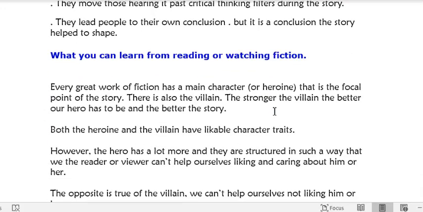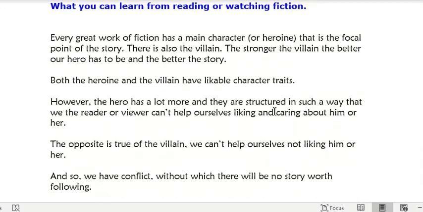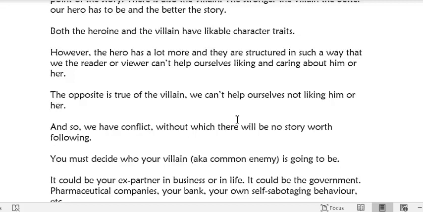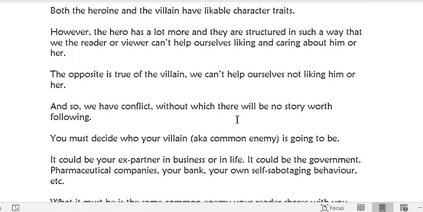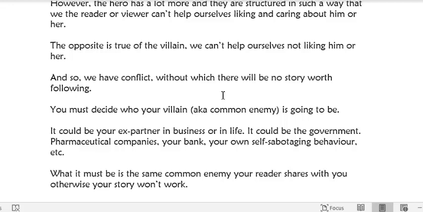Now, what you can learn by reading or watching fiction. Every great work of fiction has a major character or heroine that is the focal point of the story. There's also a villain. They say the stronger the villain, the better the hero has to be, and the better the story. But the heroine and the villain both have to have likable character traits. However, the hero has a lot more, and they are structured in such a way that we, the reader or viewer, can't help ourselves liking and caring about him or her. And the opposite is true of the villain. We can't help ourselves not liking him or her. And so we have conflict, without which there wouldn't be much of a story worth following.